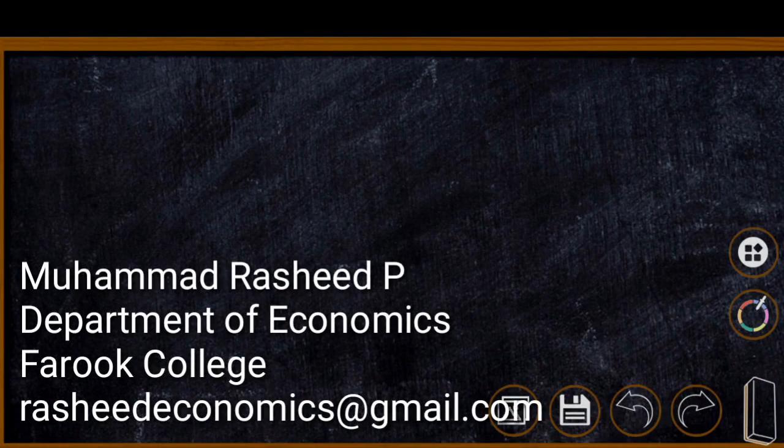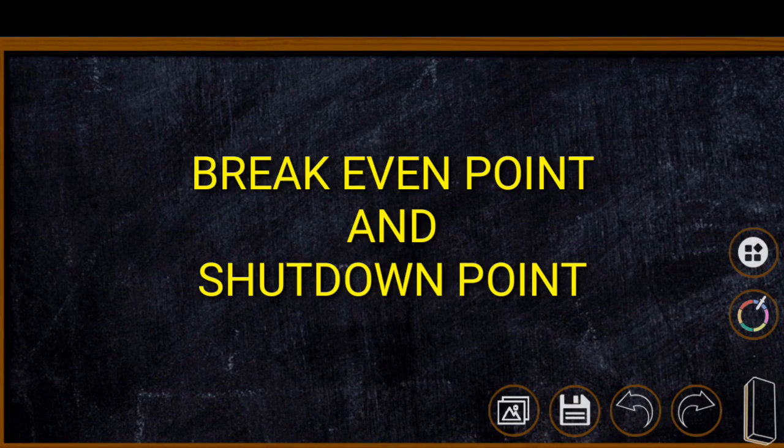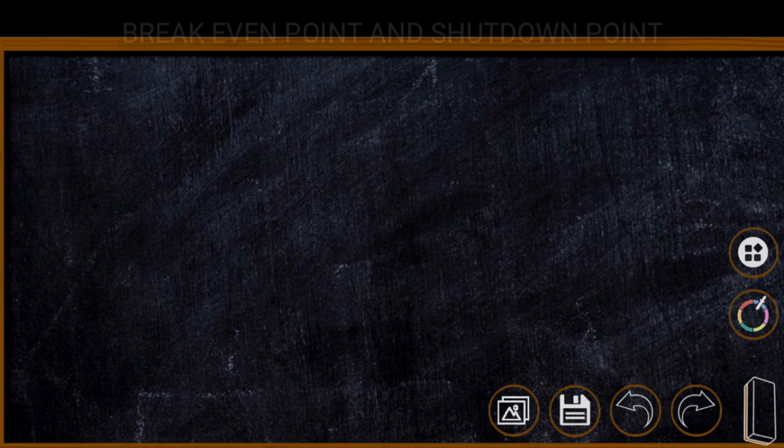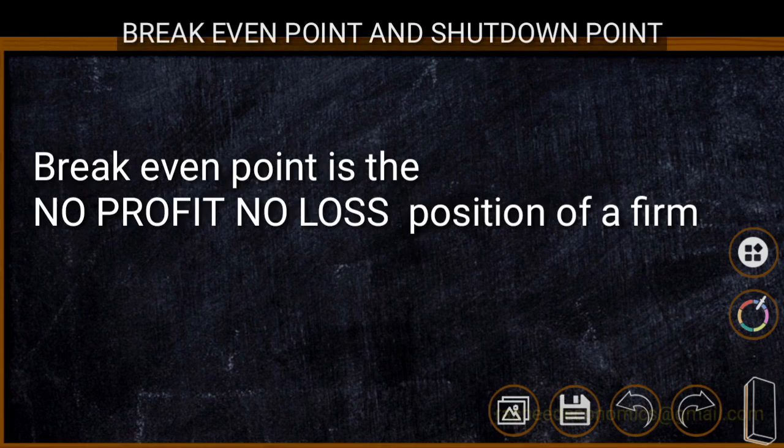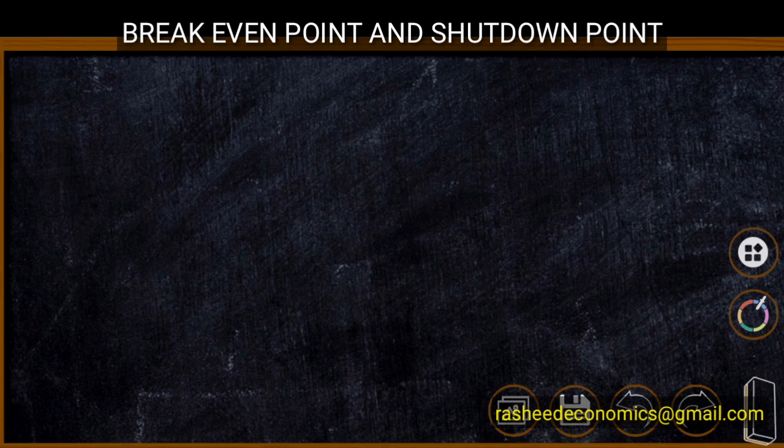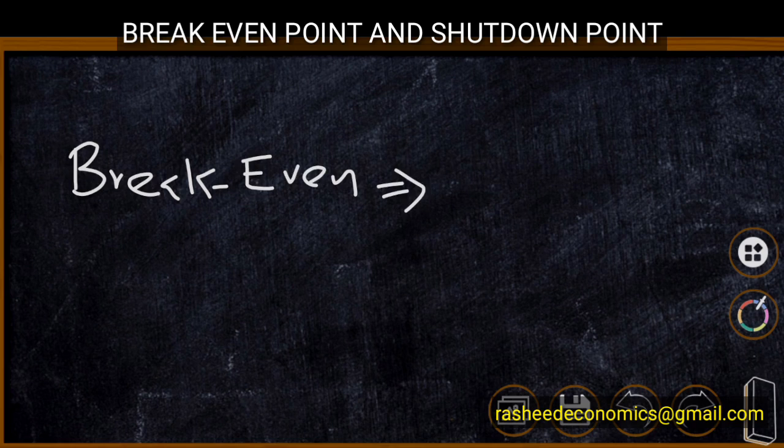Hello students, in this video we are going to learn about the shutdown point and break-even point of a firm under perfect competition. Break-even point is the no profit, no loss position of a firm. Or in other words, we can say that break-even point is where total revenue is equal to total cost.